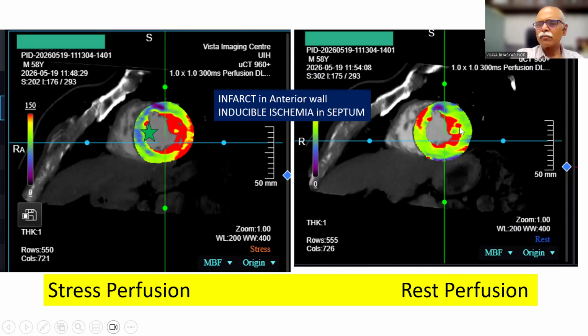That is an infarct. Now, when you come to the septum, you can see that in rest, it is green. That means the blood flow is still above 100 ml per myocardium. Whereas in stress, there is a blue to purple defect here in the septum. That means there is a stress perfusion defect which is not seen in rest. That is ischemia. Whereas a defect seen at rest and at stress is infarct.